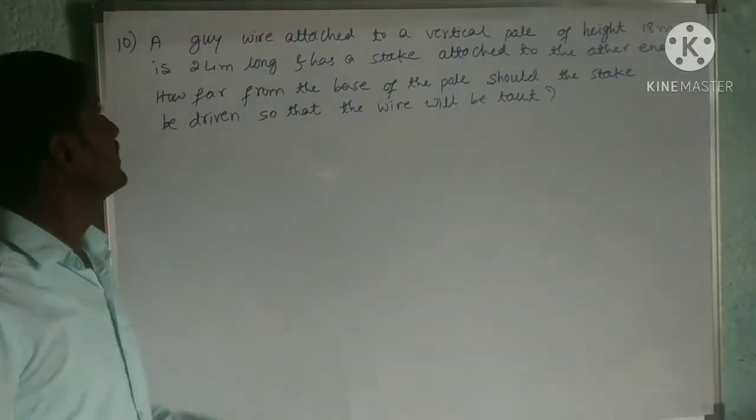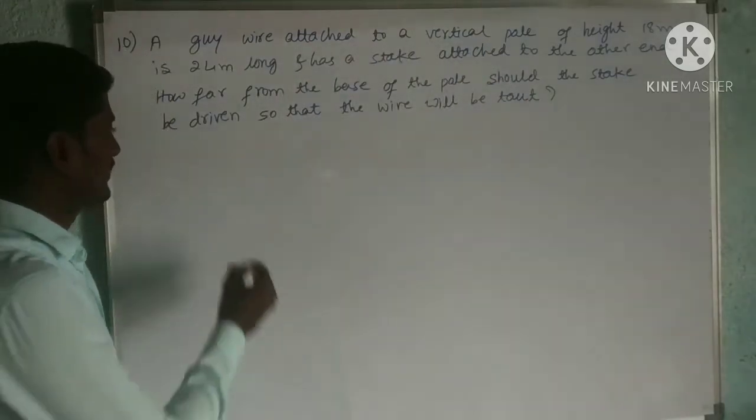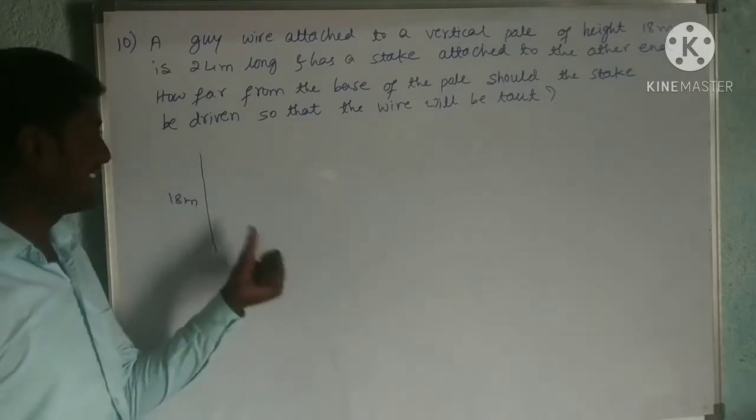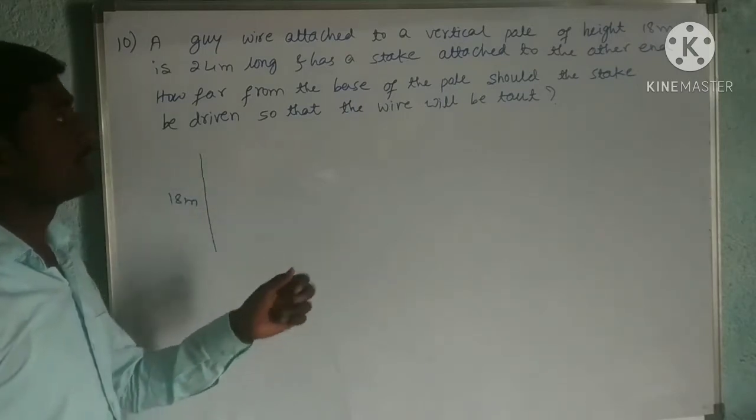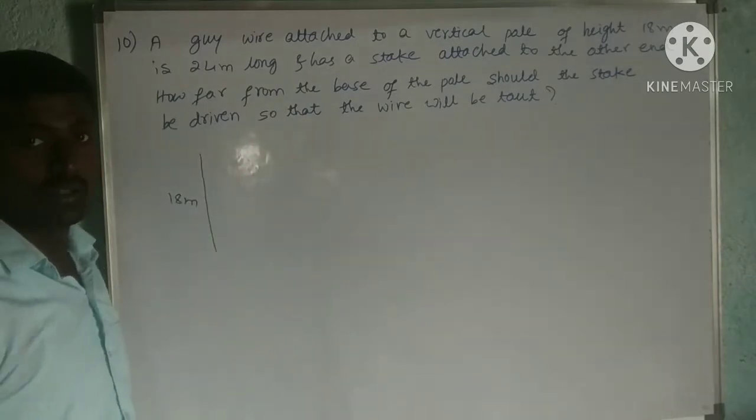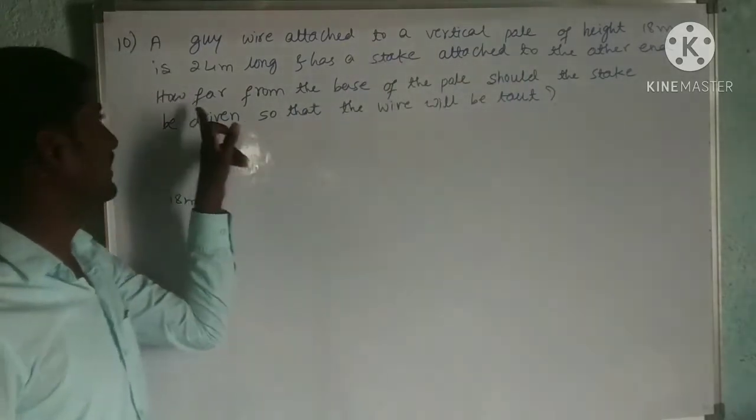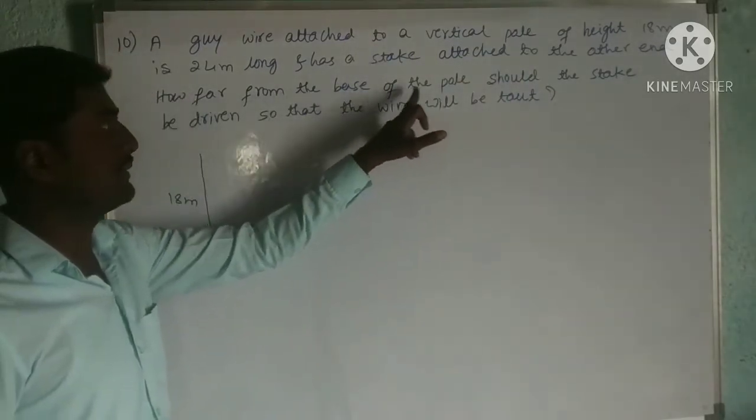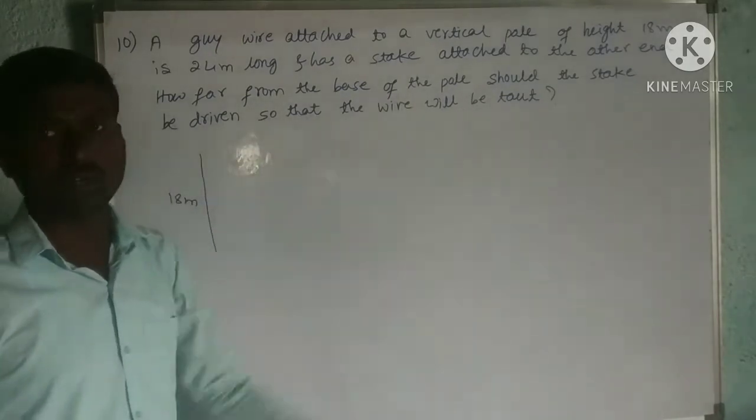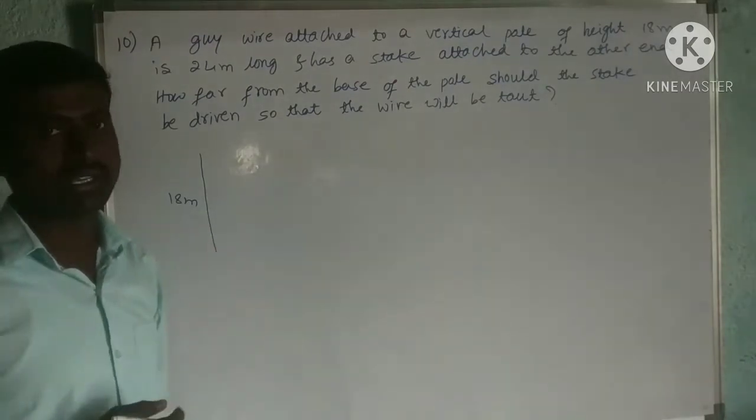Next 10th question. A guy wire attached to a vertical pole of height 18 meter. So let us take this as a pole of height 18 meter. So a guy is attaching a wire to this pole. It is 24 meter long, means the length of that wire is 24 meter, and has a stake attached to the other end. How far from the base of the pole should the stake be driven so that the wire will be taut? Taut is nothing but tight, pulled tightly, you can say. That is what taut means.